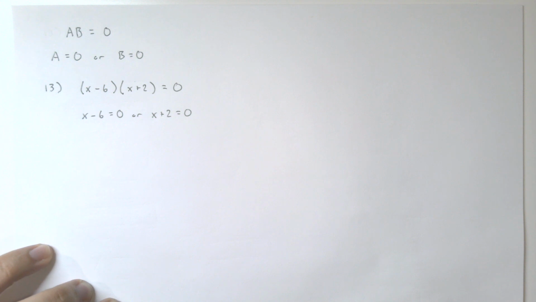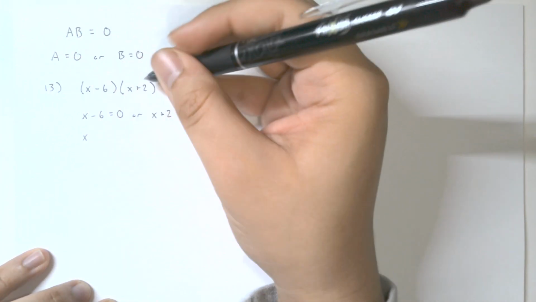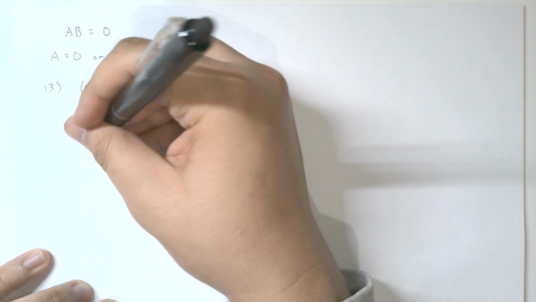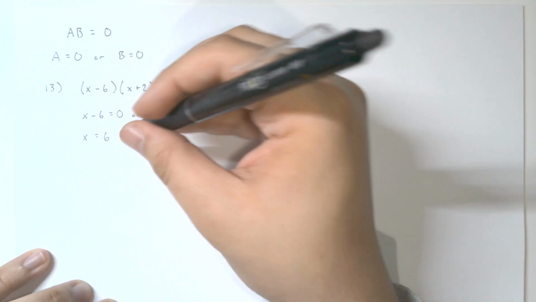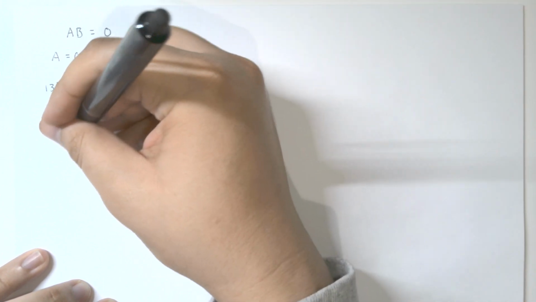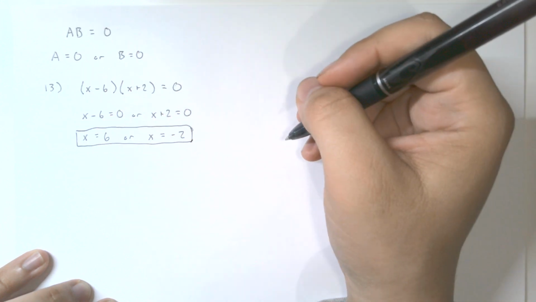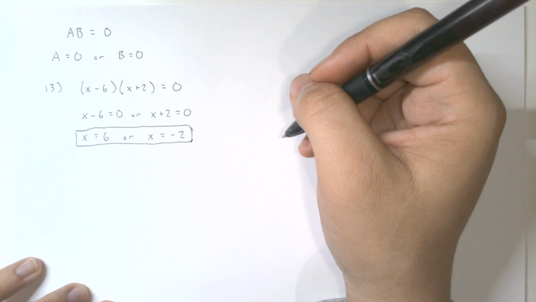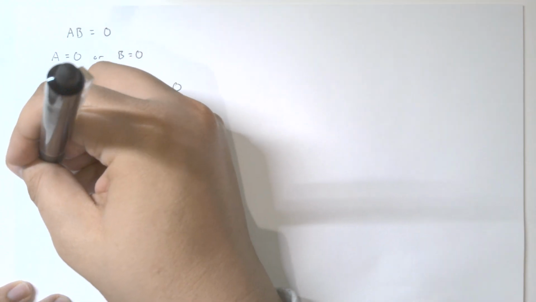When we solve both of these equations, we add 6 to both sides of this one, and we get x is equal to 6. And when we subtract 2 from both sides of this one, we get x is equal to negative 2. And so this is our final answer for this problem. Let's look at number 14.